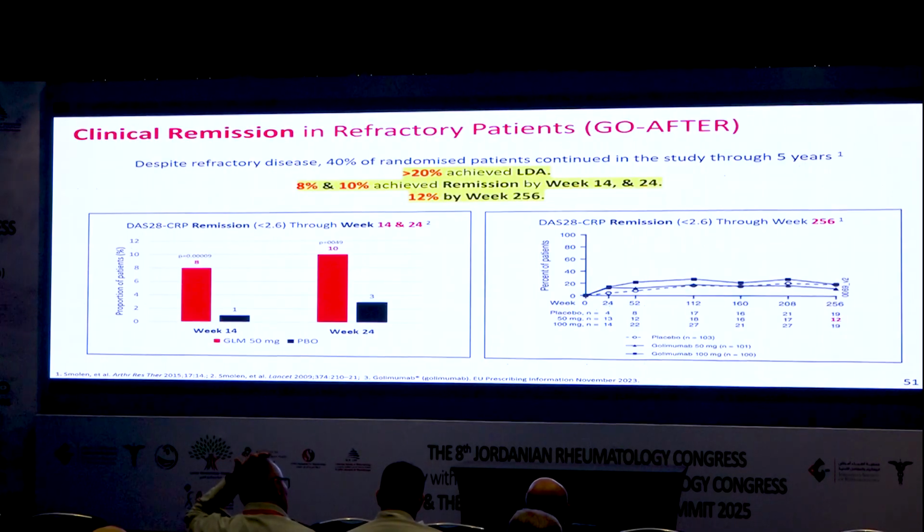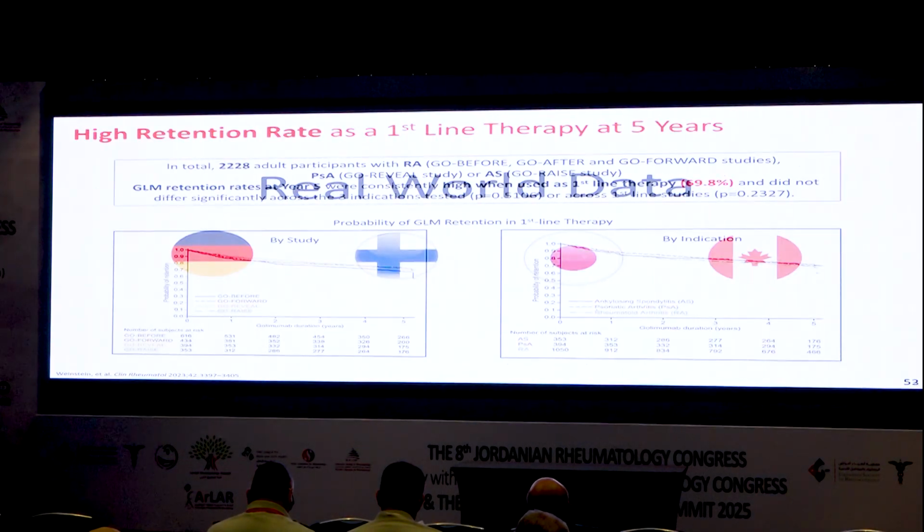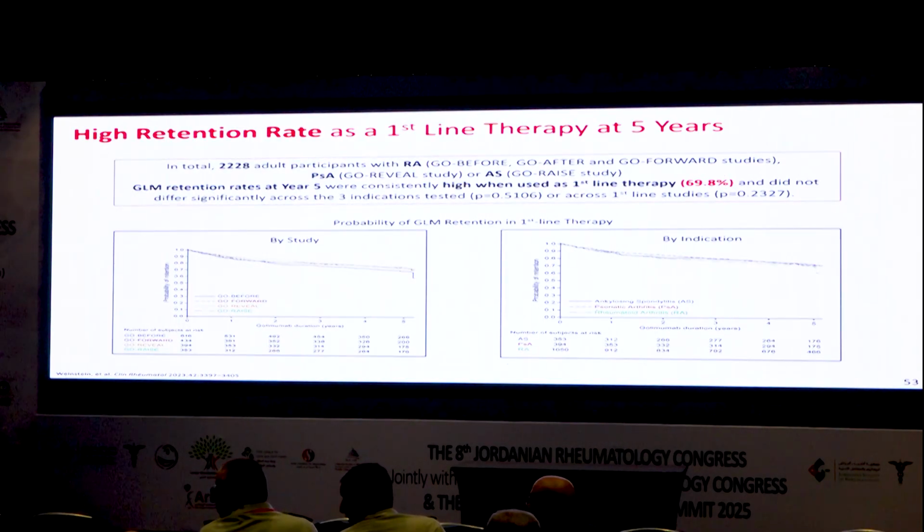From the real-world data from Germany, Finland, Japan, and Canada, we can illustrate that there is a high retention rate as a first-line therapy at 5 years. In total, 2,228 adult participants were in the RA, PsA, or AS studies. Golimumab retention rates at year 5 were consistently high when used as a first-line therapy. About 70% of the patients are adherent to the medication.